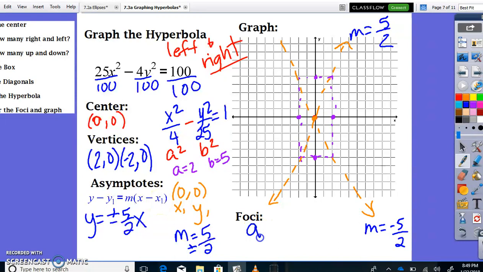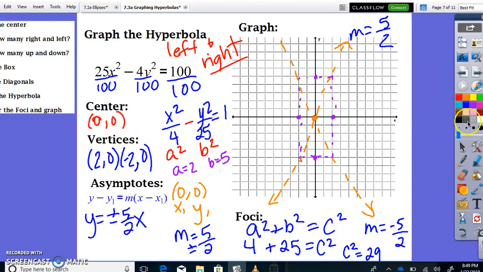As for your focus, since this equation is minus, I'm going to remind myself that that's going to be a squared plus b squared, then the opposite. A squared is 4 plus b squared is 25 has to equal c squared. So c squared equals 29. So c will equal the square root of 29. I was trying to erase this so I had a little bit more room here. I can rewrite that up here.